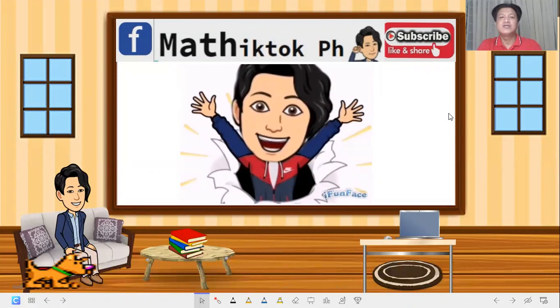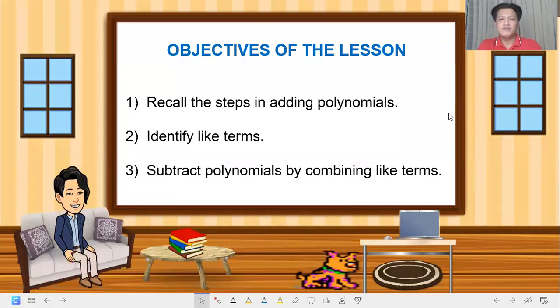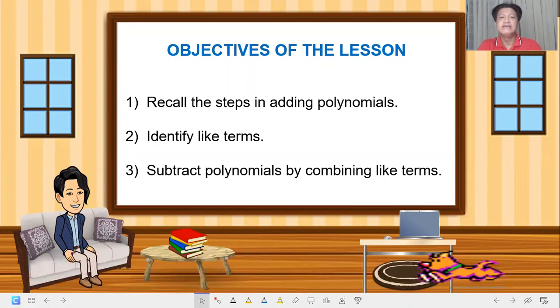Happy learning. So with that, our objectives of the lesson: first, recall the steps in adding polynomials. Second, identify like terms. And last, subtract polynomials by combining like terms. Ito po yung kailangan nyo matutunan or ma-master this way.